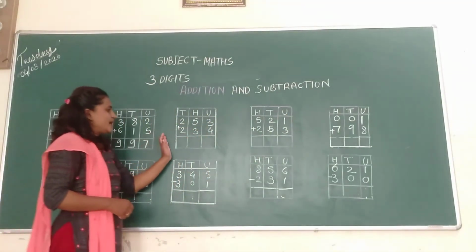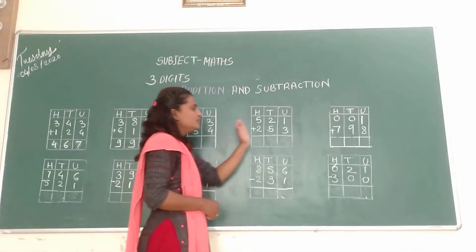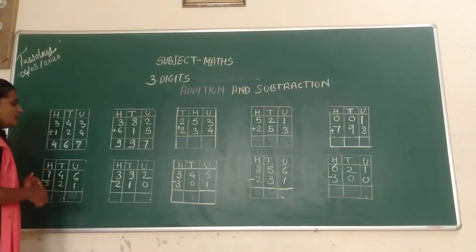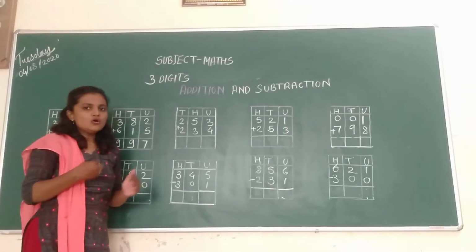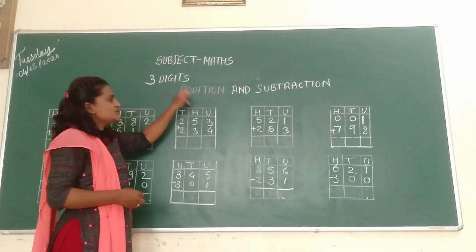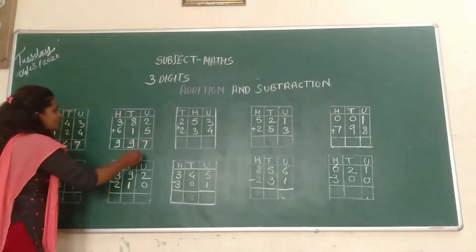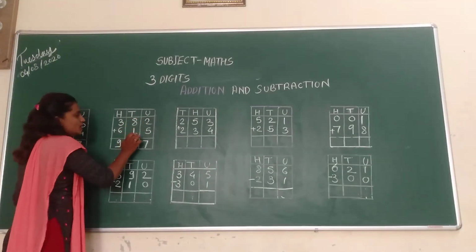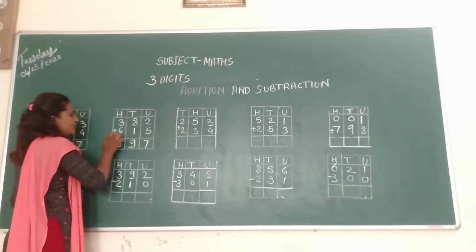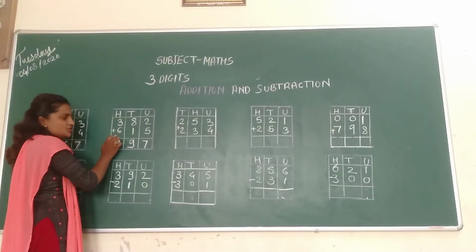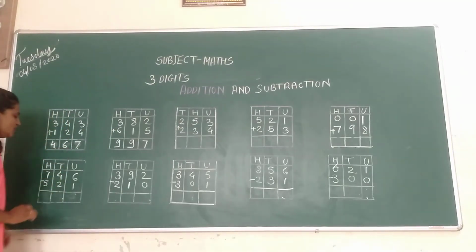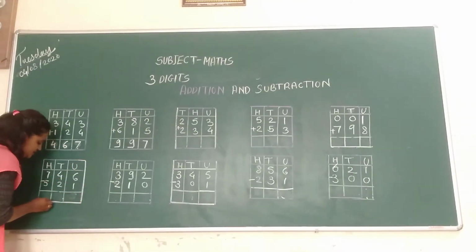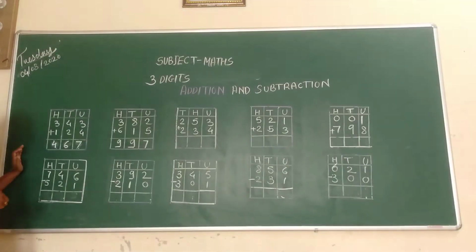Okay students, now those examples you will solve at your home. For practice I have given you those examples. Now understood students, what are the steps of 3 digits addition? First you have to do units place addition, then tens place addition, then hundreds place addition. Now I am going to teach you subtraction. Subtraction is also very easy.